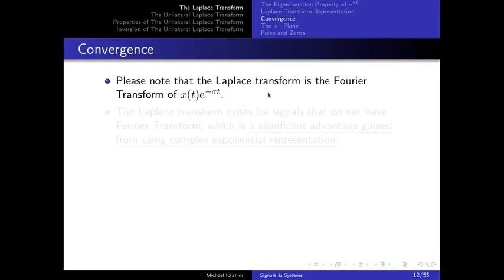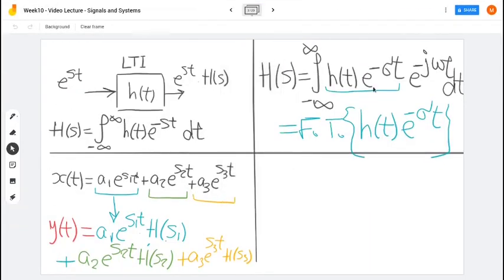So please note that the Laplace transform can be seen as the Fourier transform of x of t e to the minus sigma t. As we have seen over here, this integration is the Fourier transform of this function, h of t e to the minus sigma t. So here we can see a relation between the Laplace transform and the Fourier transform.